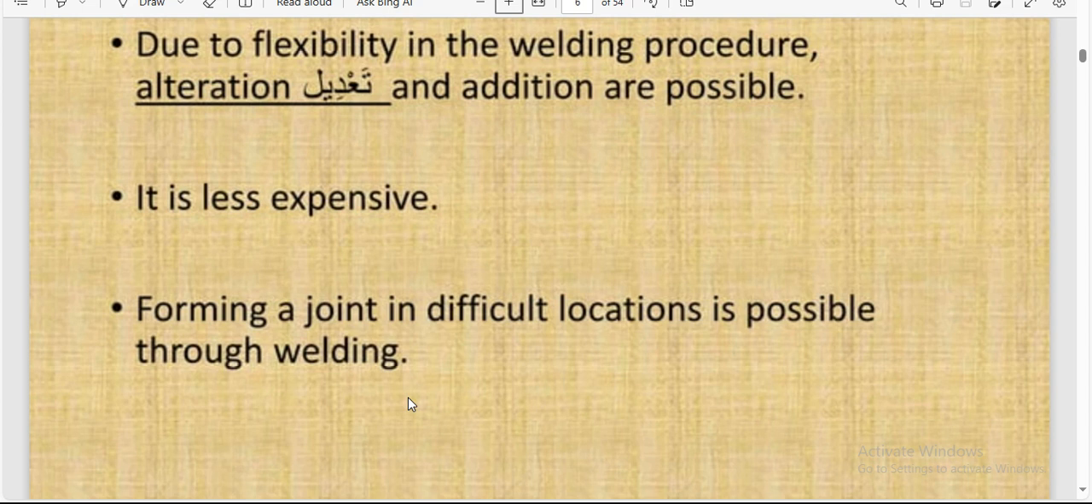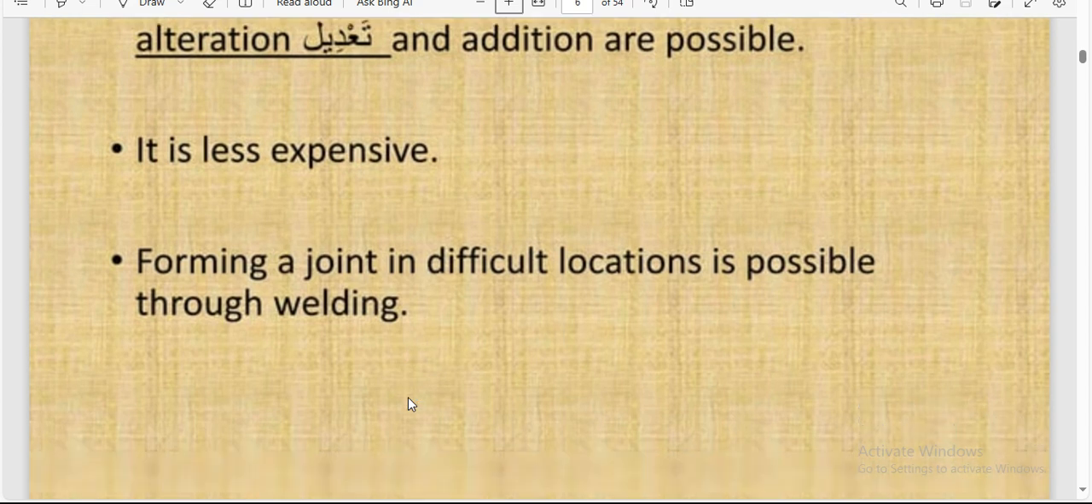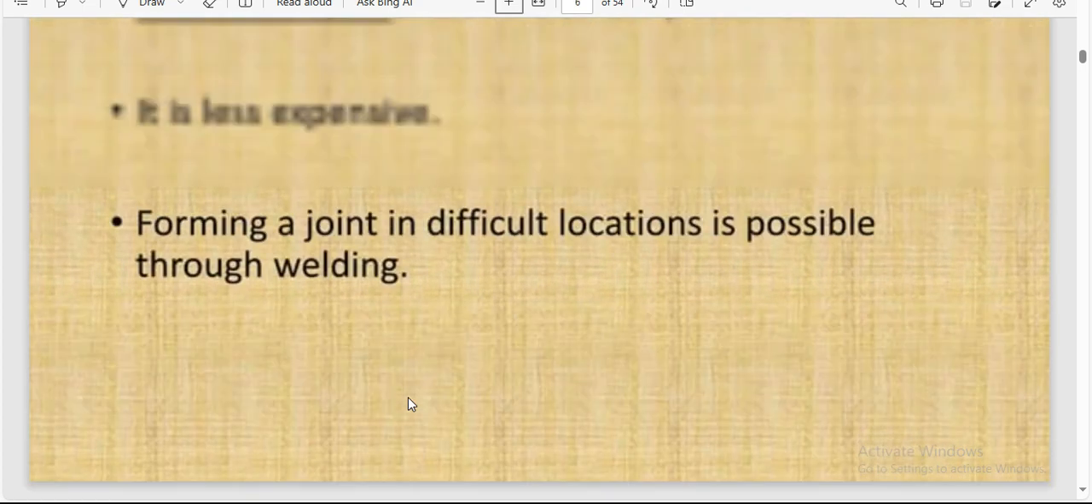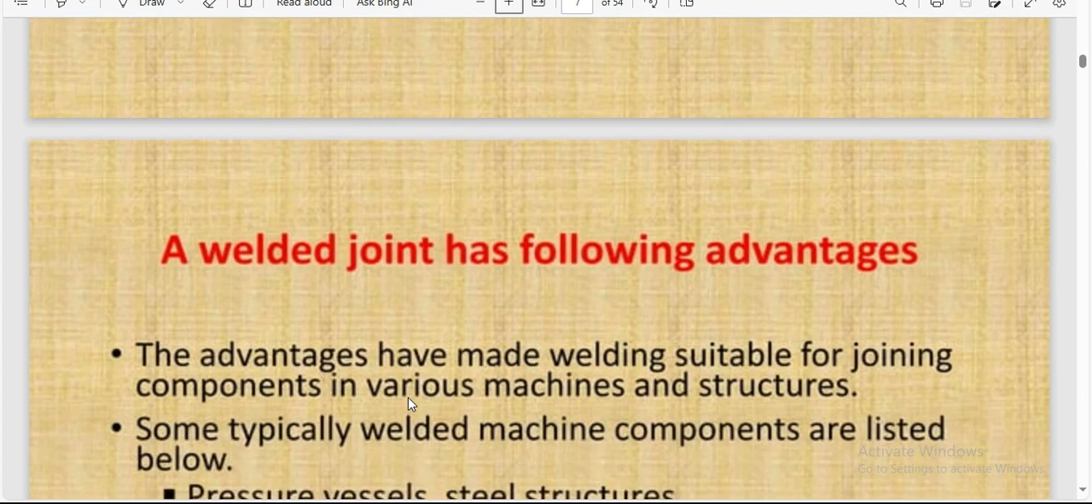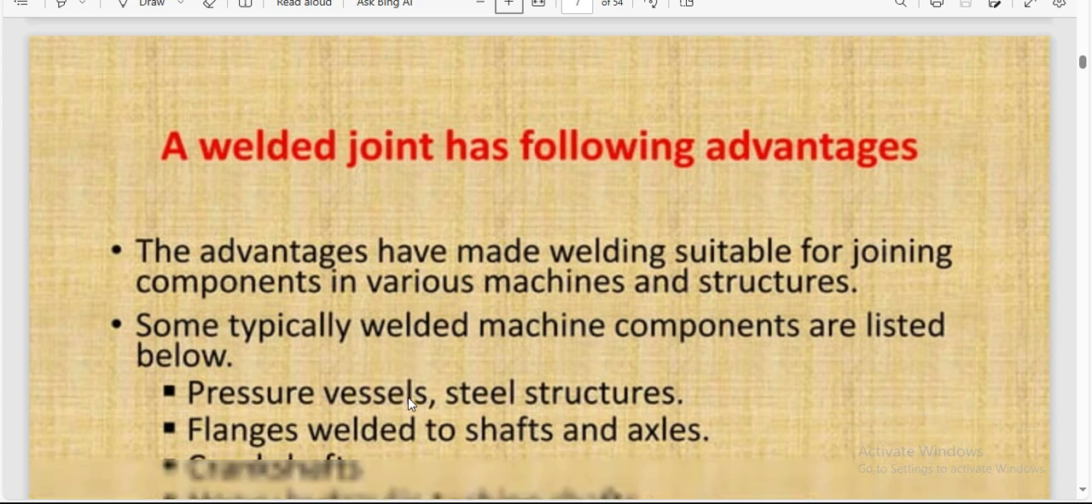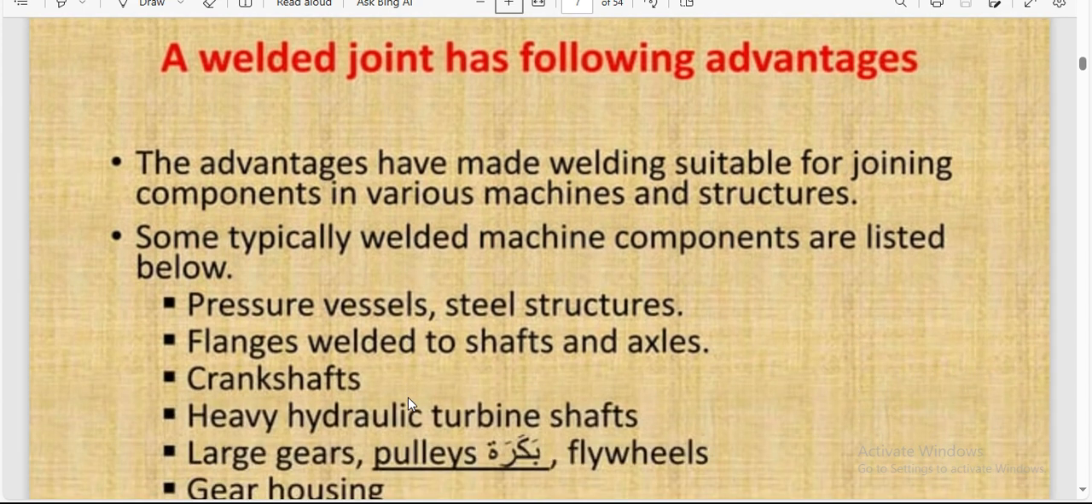These are the reasons welding is the basic process we use at any location. Those listed points are the main advantages of the welding process. These advantages have made it well suited for joining components in various machines and structures. The structures of machines can also be joined.